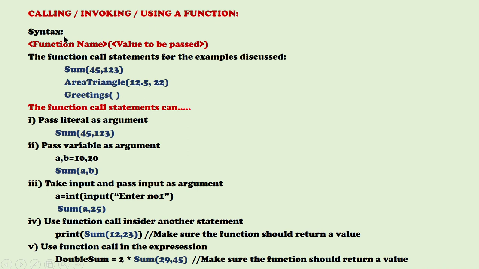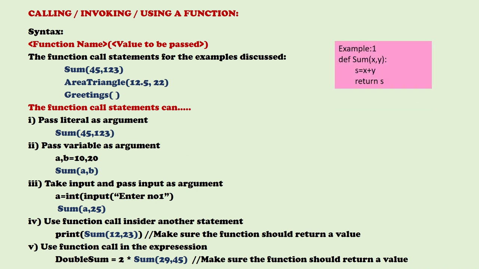What is the general syntax for a function call statement? It is the function name. You have to specify the name of the function. Try to recall len, it is the name of the function. Whatever user-defined name you have written, you have to write as such. Then specify parentheses and the value to be passed. For which value you want to do the particular task, that value you have to pass as an argument to the function. Now let us write the function call statements for the examples that we have discussed.